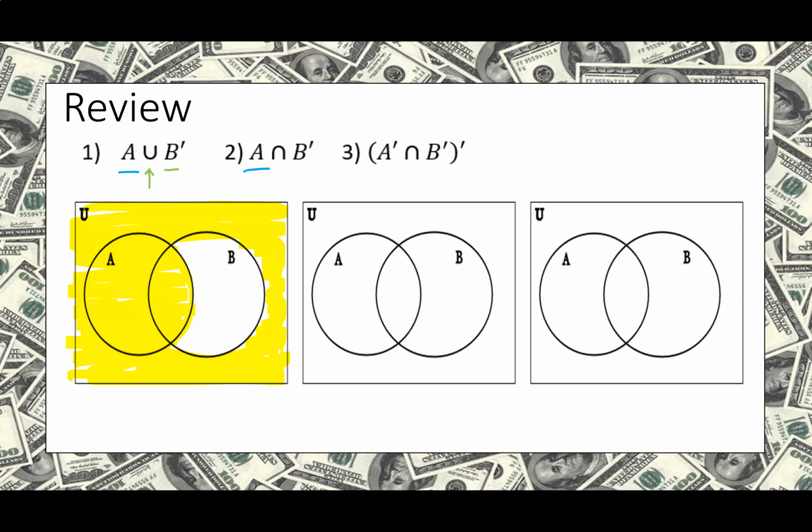Okay, let's highlight A. So A is going to be all of this. And B complement, again, is going to be everything on the outside of B. Again, I like to circle my B and then shade everything on the outside. So this should look familiar from the last problem.